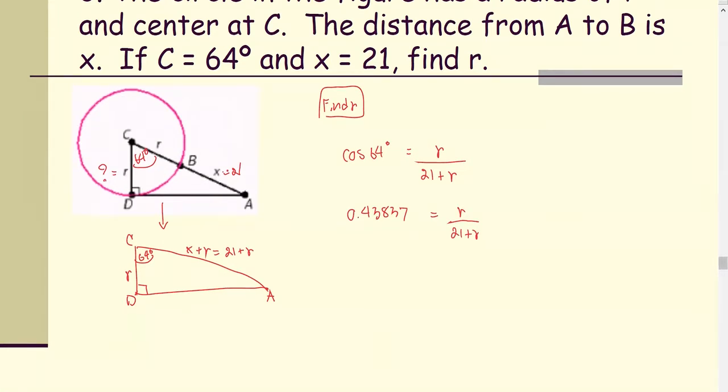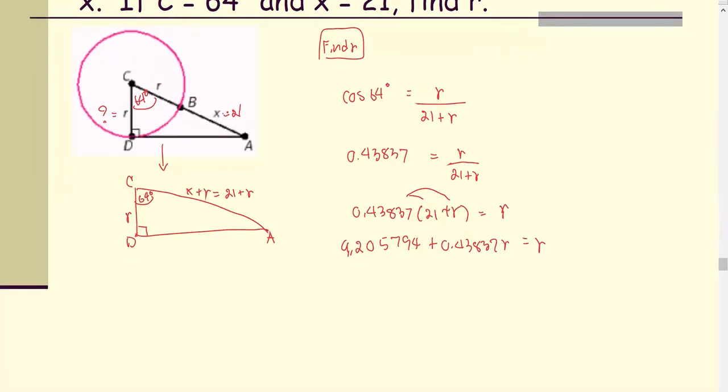Next, to solve for r, we multiply both sides by the quantity 21 plus r. 0.43837 multiplied by 21 plus r equals r. Distribute the value 0.43837 to 21 and r to get 9.205794 plus 0.43837 times r equals r.